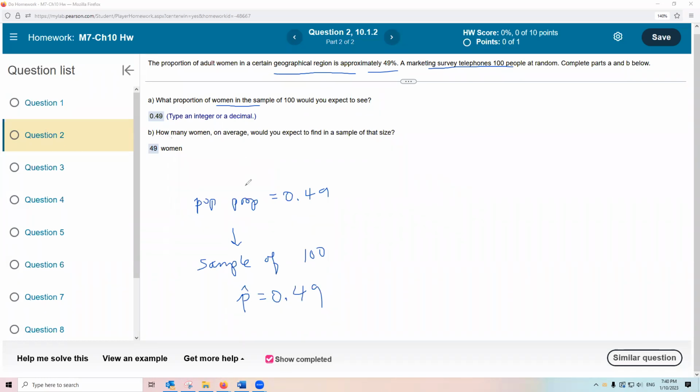How many women would you expect to find in the sample? Well, if there's 100 people in the sample and 49% of them are women, that tells me there would be 49 women expected in the sample. Now, I may not see exactly 49 women, but I would expect to see approximately 49 women.